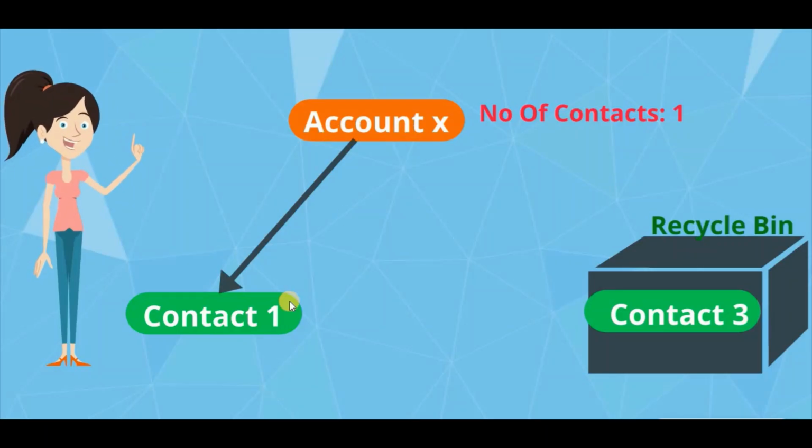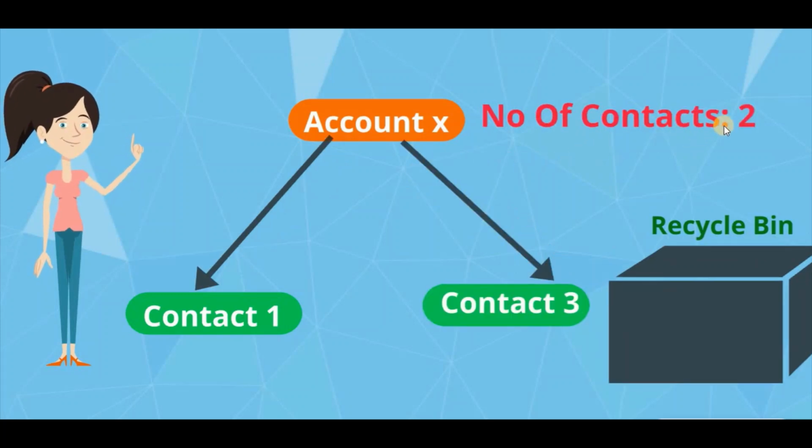Here comes the next scenario. Account X is currently holding contact 1, which means the number of contacts will be 1 on the account record, correct? Now, let's say contact 3 has been deleted, which was associated with account X. However, after undeletion, it will get reassociated with account X, and the number of contacts has to be incremented by 1 again. So now, after it gets undeleted, account X will have contact 1 and contact 3, and the number of contacts is 2.